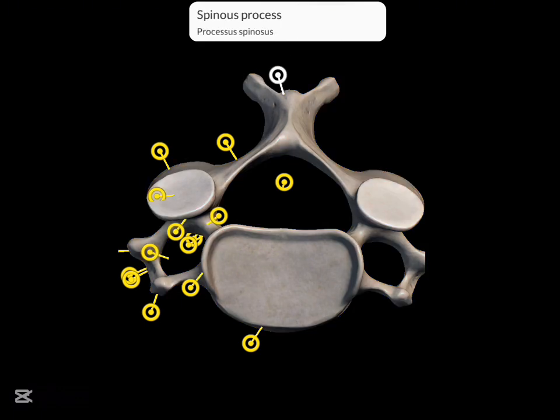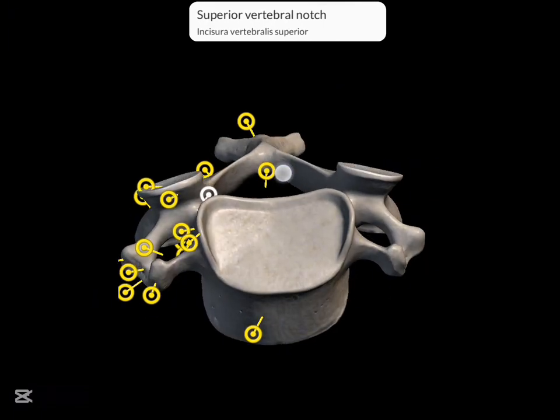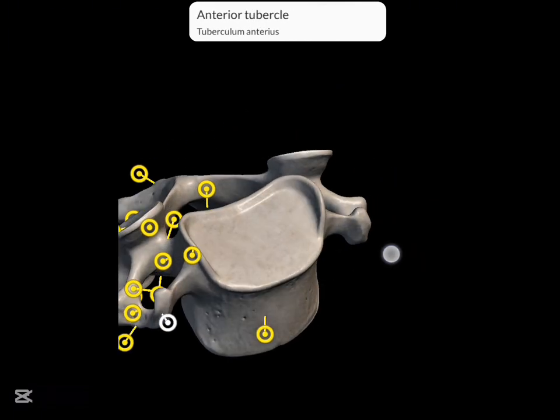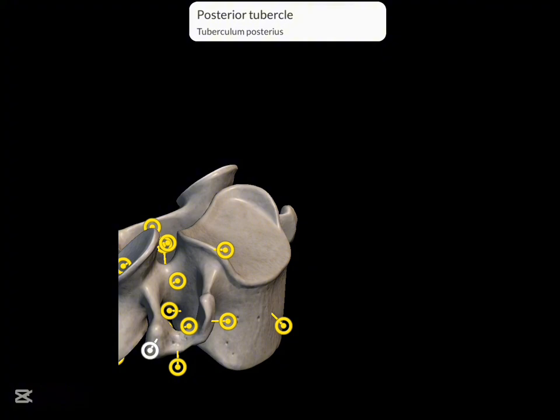The spinous process is bifid, and another part is called the lamina, and this is the vertebral foramen, and this is the superior vertebral notch. The intervertebral foramen is formed by this vertebral notch. Here we can see the anterior tubercle and posterior tubercle.